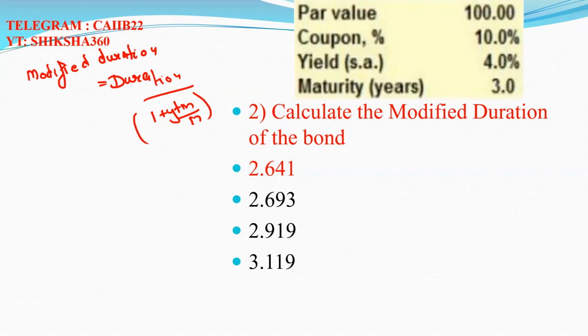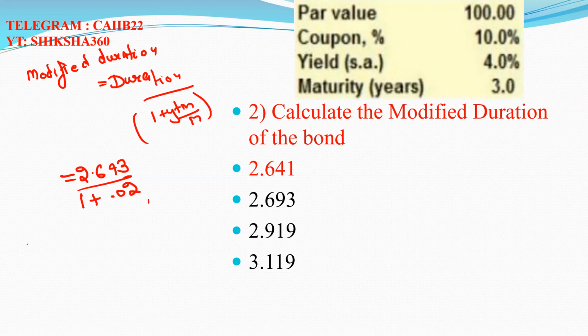All the information is given here. So what is the modified duration? Basically, we take the duration which we have already calculated, 2.693. 1 plus YTM is equal to 4% upon N, where N is equal to 2. Clear? So basically it is 2%, that is 0.02.